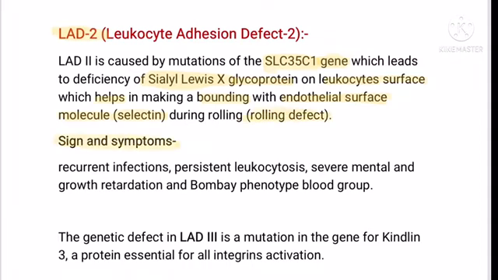So what are the signs and symptoms? Recurrent infections, persistent leukocytosis, severe mental retardation and growth retardation, and Bombay phenotype blood, which is lacking H antigen on the RBCs, and it's a very rare type of blood. So if they give Bombay phenotype blood, you need to remember or think about LAD 2. There is another one, that is LAD 3. It's a genetic defect, a mutation in the gene kindlin 3, a protein essential for all integrin activations. So this was about the LAD.